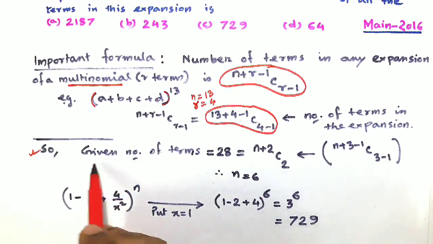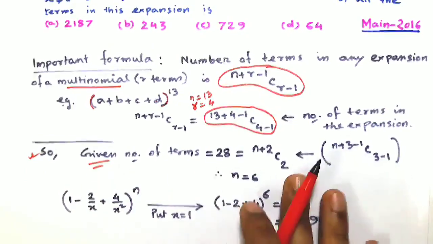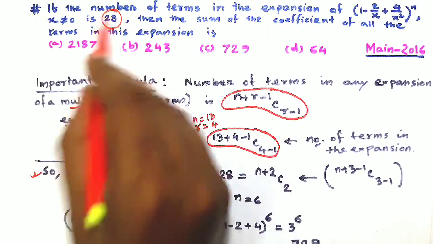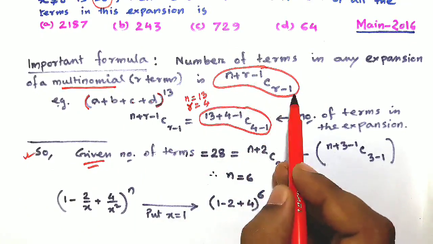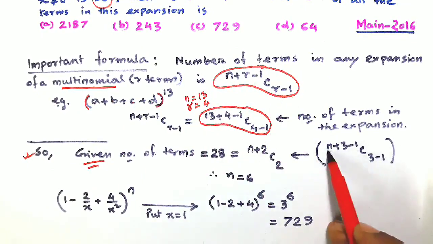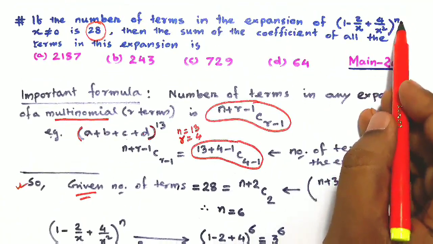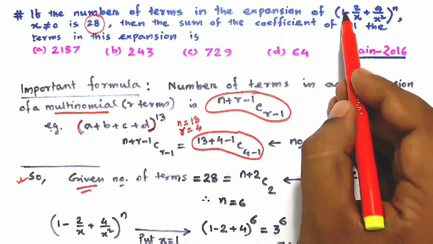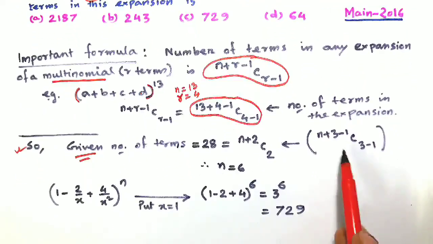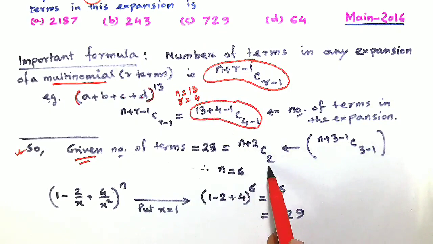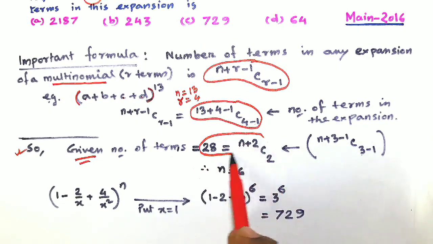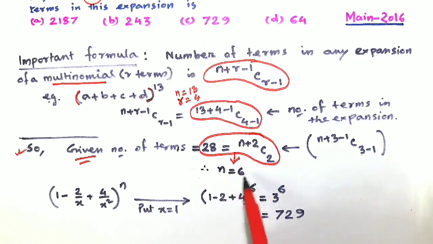Given the number of terms is equal to 28. This is given in your question. If we apply the formula n plus r minus 1 c r minus 1, with the power n and r equal to 3, it will be n plus 3 minus 1 c 3 minus 1. So we get n plus 2 c 2, and n plus 2 c 2 is equal to 28. So you are getting n is equal to 6. This calculation is very simple. n is equal to 6.